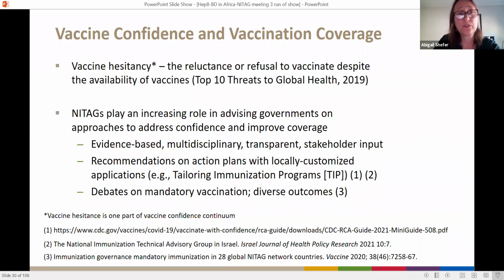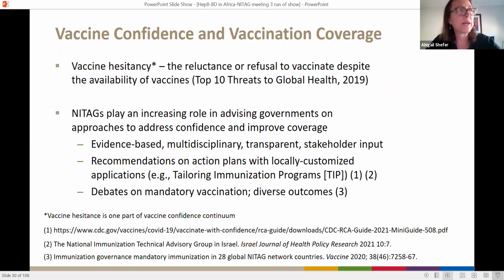So I wanted to bring up one other issue that NITAGs may be involved in, the introduction of new vaccines, and this is concerning vaccine confidence and vaccination coverage. And we usually like to think about the vaccine confidence continuum, with vaccine hesitancy being one part of that. Now here in this slide, I mentioned vaccine hesitancy because it is how it is often referred to in the published literature. And WHO placed vaccine hesitancy as one of the top 10 threats to global health in 2019. But I think we are trying to talk more about vaccine confidence and demand, because we think it does capture these issues better.